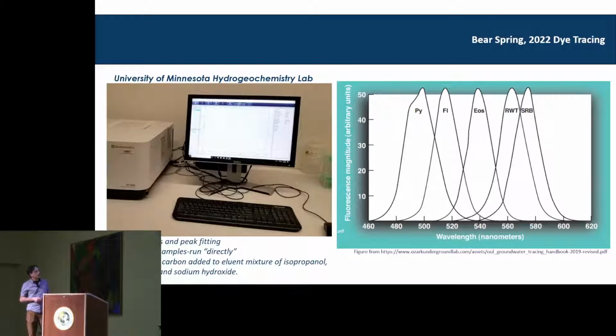So just a quick primer, the passive carbon samplers as well as the direct water samples were run through Calvin and Peter Kang's lab at the University of Minnesota. And basically they either run them directly or they use an eluent to kick the dyes off. But in essence, the dyes have very characteristic peak wavelengths, so you can determine whether you're looking at a fluorescein or an eosine or a rhodamine or a sulforhodamine B, rhodamine WT, et cetera.